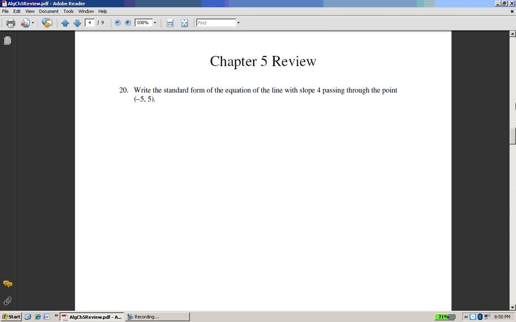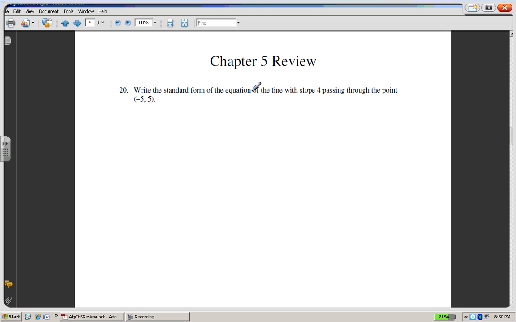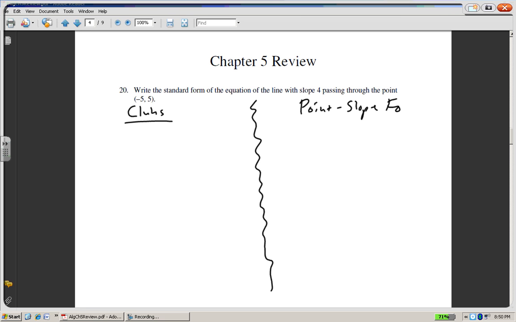Okay, last but not least on the review. Write the standard form of the equation of a line of slope 4 passing through the point -5, 5. Now, there are 2 different strategies we could use here, and I'd actually like to show you both strategies. The first one is to use the clues and then go into standard form. The second one is to use point-slope. So we're going to start with the clues.